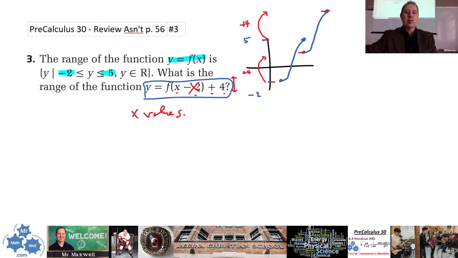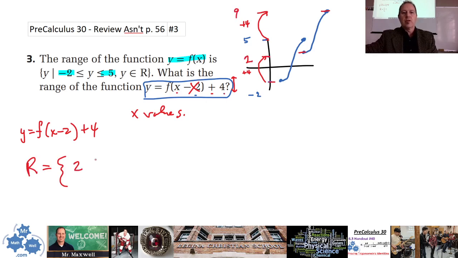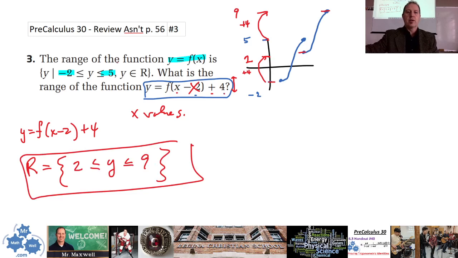So -2 to 5 becomes, for y equals f of x minus 2 plus 4, a range between +2 and 9. So 2 is less than or equal to y, which is less than or equal to 9. That's the range of the new function.